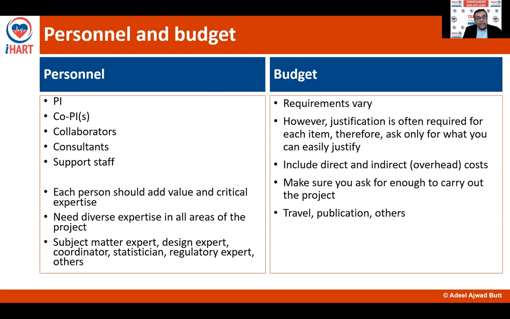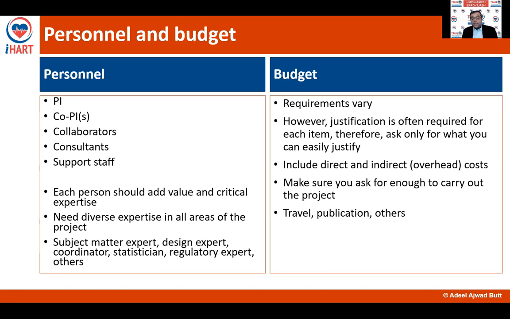Other non-science related things, but equally important things include personnel and budget. You have to identify your co-investigators and collaborators and consultants and support staff. The key thing here is that each person should add value and critical expertise to your study. You need to have diverse expertise in all areas of the project. You need to have subject matter expertise, design expertise. You need coordinators, statisticians, regulatory experts, and others depending on the type of study.